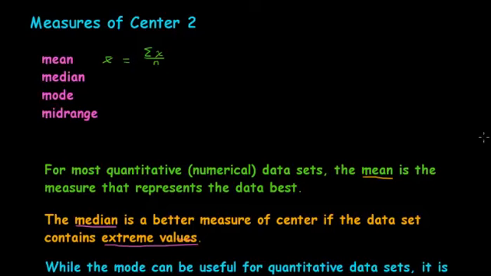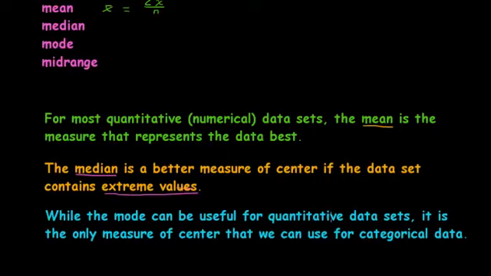And finally, the mode could be useful in a numerical data set, a quantitative data set, but it's the only measure we can use for center when we have categorical data. So for example, if we have a college bookstore that records the sizes of t-shirts sold, small, medium, large, extra large, that sort of thing. Well, we can't average that to get an average size, but what we can do is talk about the size that's sold most often. So we would talk about the mode for that categorical data.